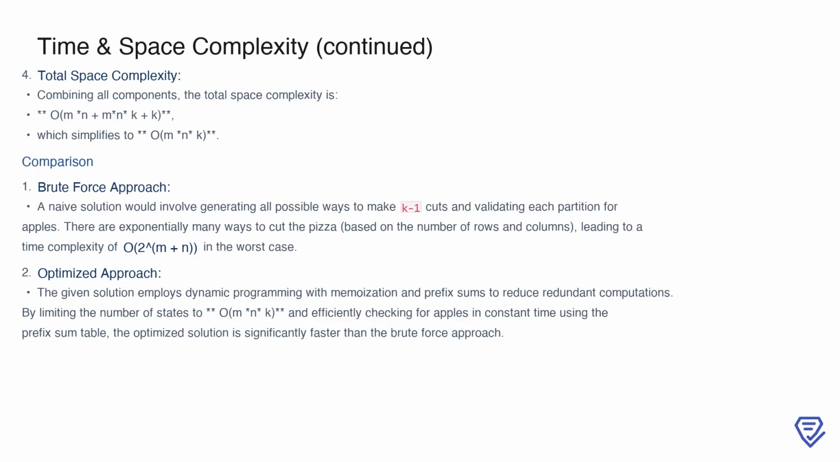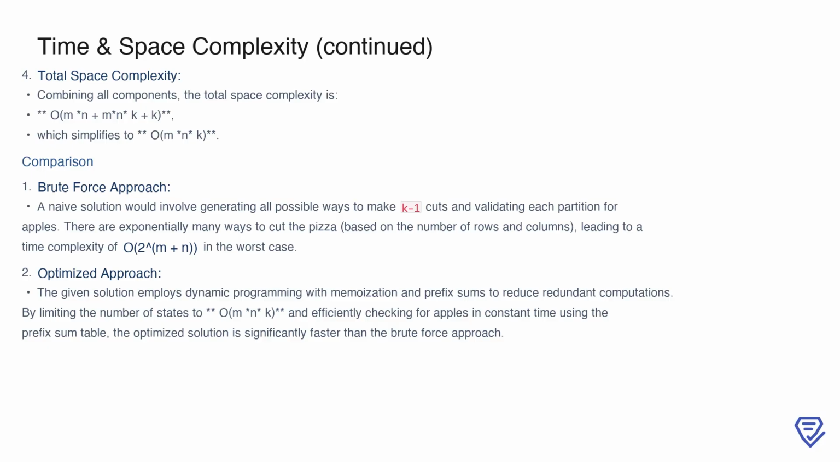Combining all these factors, the total space complexity becomes O(m*n + m*n*k + k). Simplifying this expression, the dominant term is O(m*n*k). Comparing this optimized approach to a brute force solution highlights the efficiency gains. A naive solution would involve generating all possible ways to make k-1 cuts, then validating each partition to check for apples. The number of possible ways to cut the pizza grows exponentially with the rows and columns, resulting in an exorbitant time complexity of O(2^(m+n)) in the worst case.